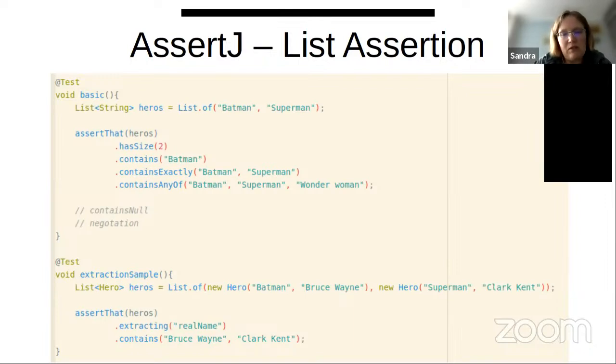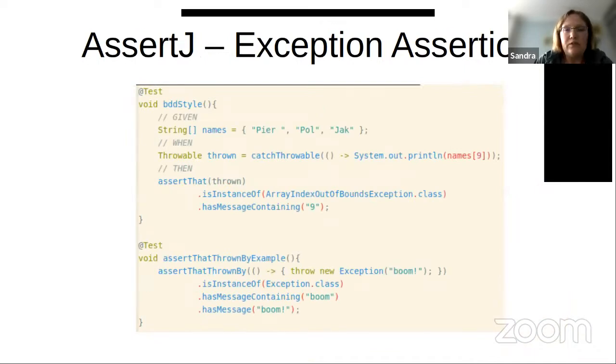The next thing is maybe I don't have a list of strings, that's a very easy list, but maybe a list of specific objects, and I want to go inside these objects and find out if the properties are set correctly. So I can say, okay, AssertJ, my list, and please extract a specific property, in this case realName, and please have a look if the real names contain specific values, in this case Bruce Wayne and Clark Kent. So I don't need to write boilerplate code that extracts the property from my list objects, I can go directly inside.